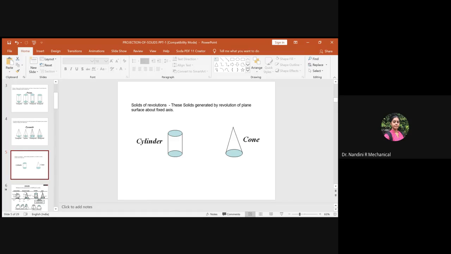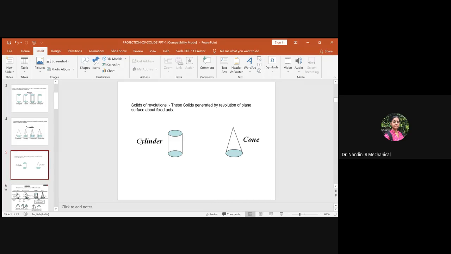So what do you mean by this? By solids of revolution, we have 2 solid objects. One is called a cylinder, another one is called a cone. So what do you mean by the term solid of revolution? Here a given surface will be revolved 360 degrees to trace out a cylinder. So how is that possible?